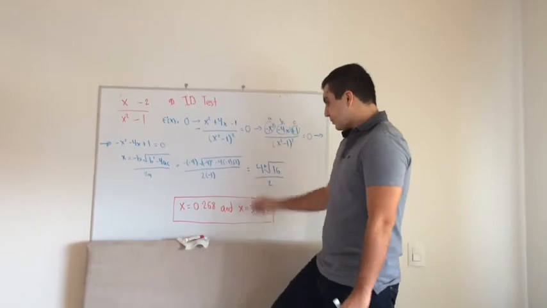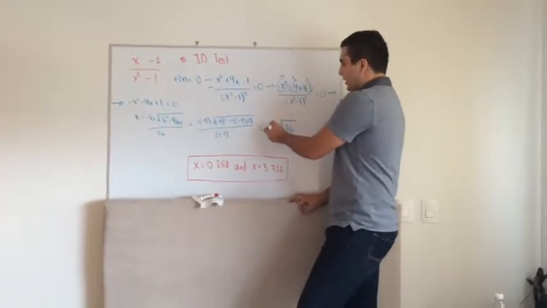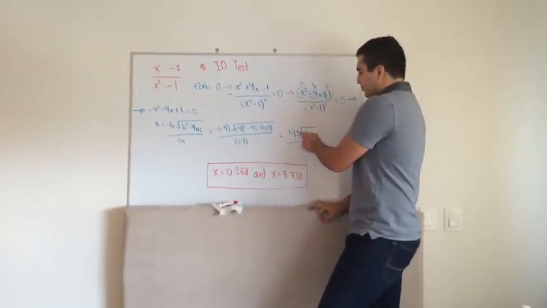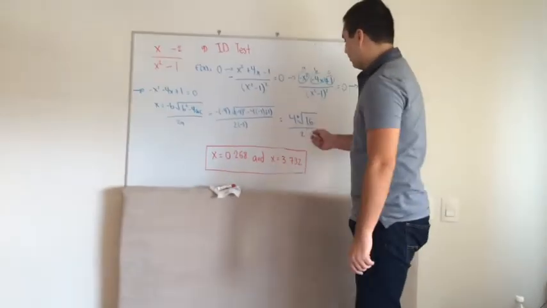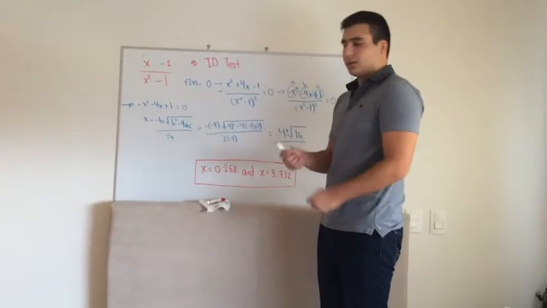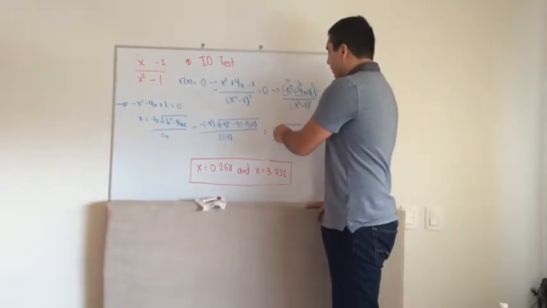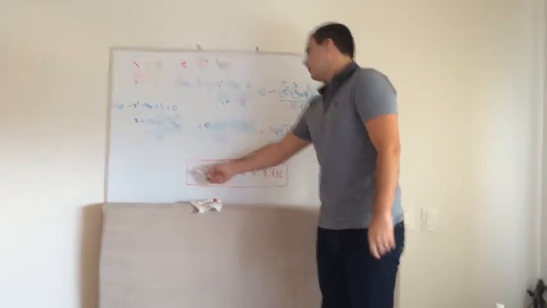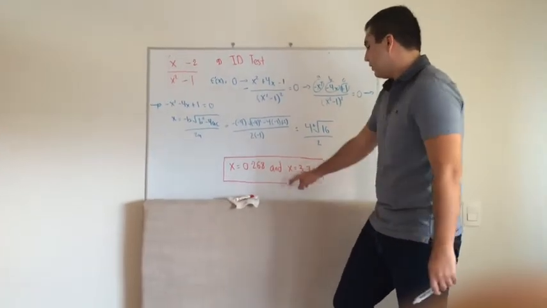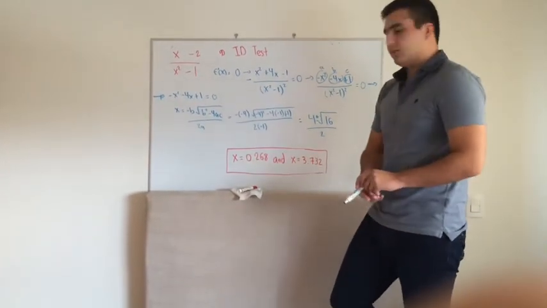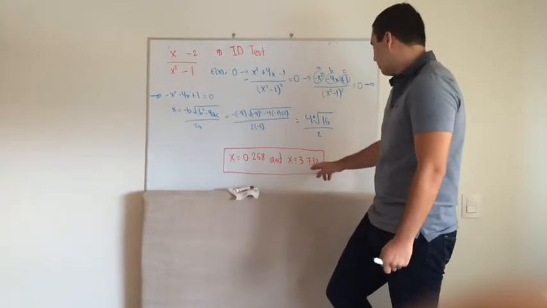So we resolve this, and we have 4 plus or minus the square root of 16 over 2. And the result of this, we have two values, because we have one plus and one negative. So we have two values. One is x is equal to 0.268, and the other one is x equals 3.732.